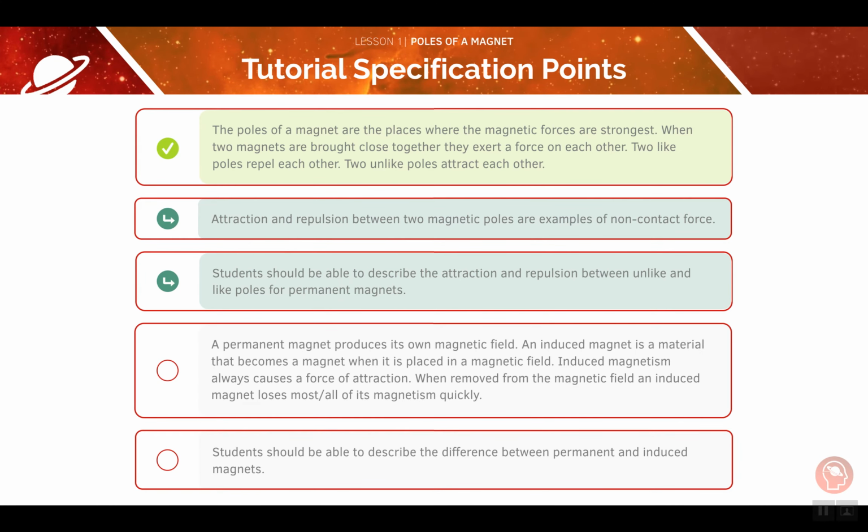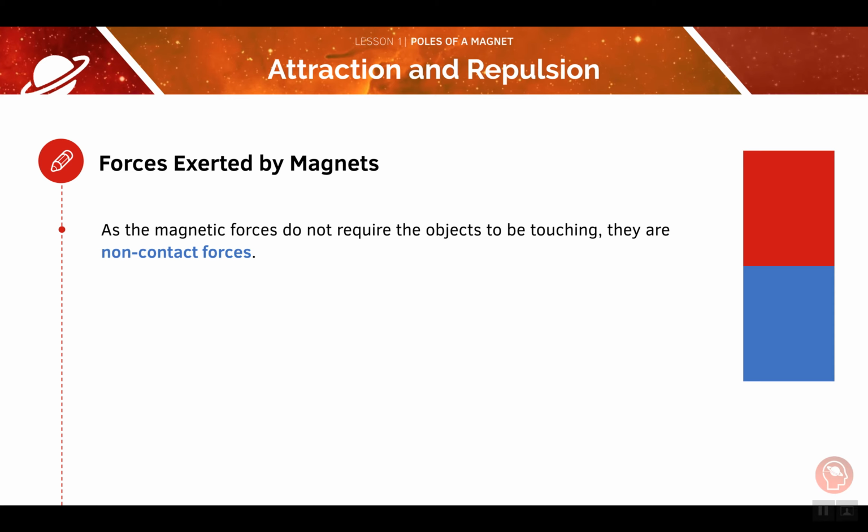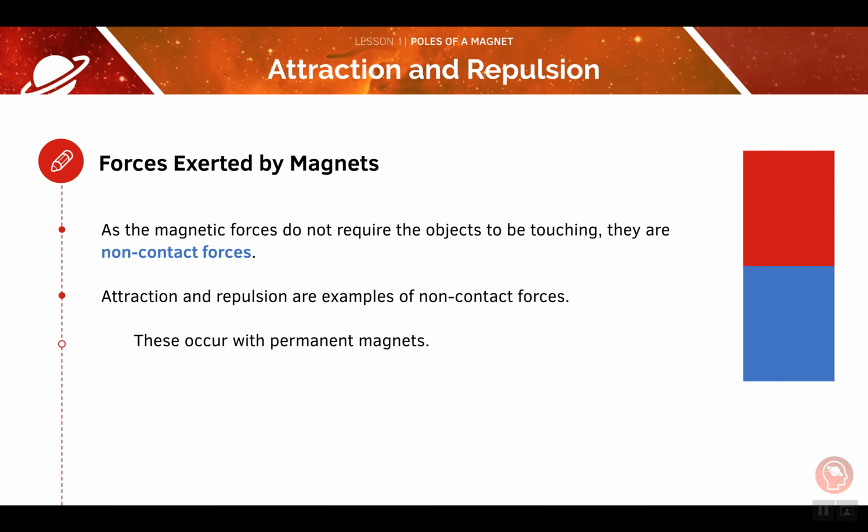Now let's look at the next couple of learning objectives, attraction and repulsion. Magnetic forces can be described as non-contact forces, since they do not require the objects to touch. Previously, we saw another example of non-contact forces when we looked at electrical charge. Attraction and repulsion occur with permanent magnets, and they are examples of non-contact forces.